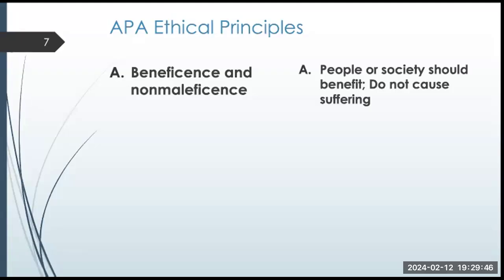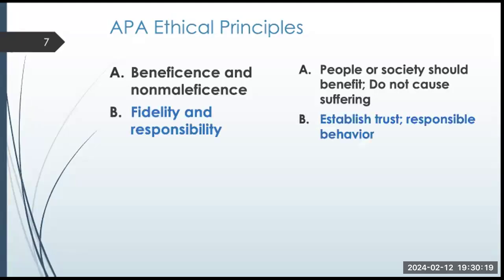So the idea behind this principle is that people or society should benefit, but you are not going to cause suffering to your participants. That's the non-malfeasance part. The beneficence part refers to people or society, that through your research you're going to provide information that is going to benefit others. Non-malfeasance refers to your participants. You are trying as much as possible not to harm them. That's that principle. Fidelity and responsibility, that goes back to the researcher. The researcher is supposed to establish trust, right?